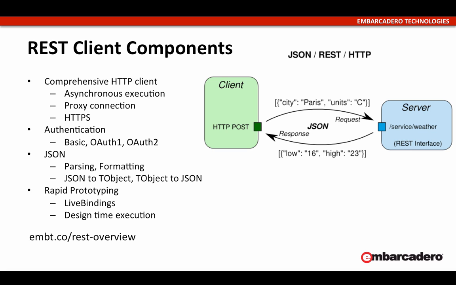The REST client components support basic authentication, Oauth 1 and Oauth 2 authentication. The REST client components support a comprehensive HTTP client. It enables asynchronous execution, can support a proxy connection, and also supports HTTPS. The REST client component also handles JSON, providing you an easy-to-use way to parse and format JSON data and convert it from a JSON object to a T object and from a T object back to a JSON object. You can rapidly prototype your application's RESTful calls by using live bindings and design time execution.